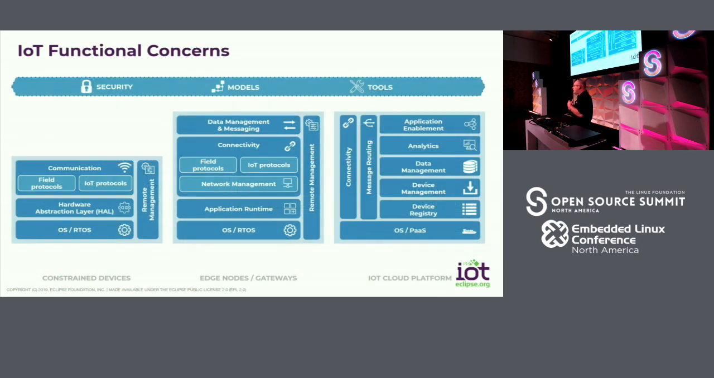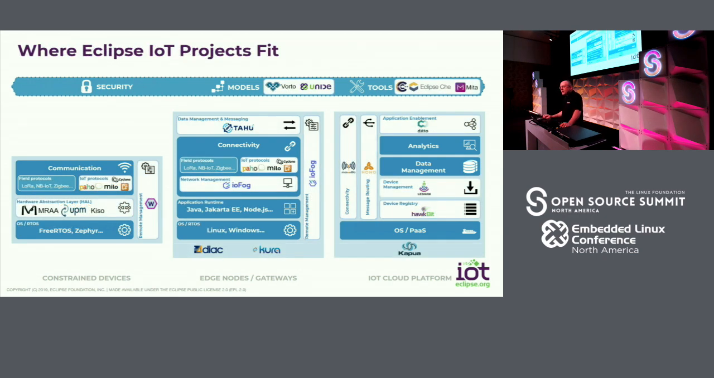All right. Now, if we take a step back and think about IoT and embedded development, there are many, many functional concerns. Some of them are about the constrained device itself. Some of them are about the edge and the gateways or whatever. And obviously, some of them are about the cloud. So when you consider overall what we have at the Eclipse Foundation, well, we've got tools and solutions for most of those concerns. And for those that we don't have, like the RTOS or OS for the constrained device, we are more than happy to work with the Linux Foundation on raising awareness of Zephyr, because we think it's a great platform to work with.